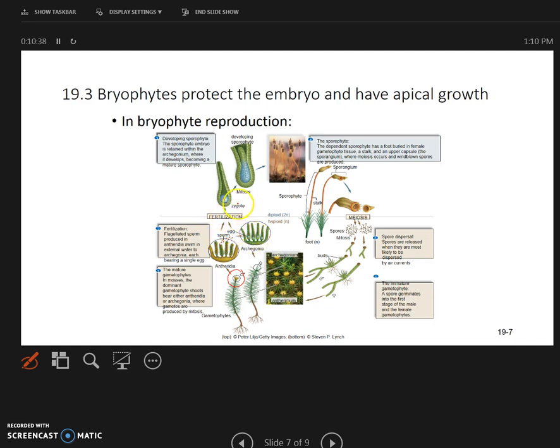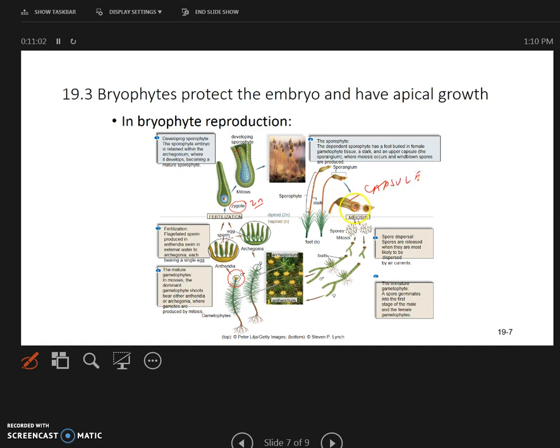This will produce a zygote, which is diploid, 2N. That means the diploid stage has started. The zygote will now form a sporophyte. The sporophyte has three parts: a foot, a stalk, as well as a sporangium. The sporangium is actually called a capsule in this case.